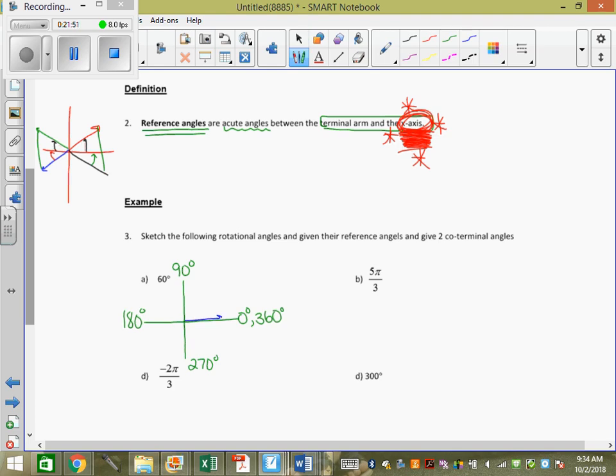We start here, up to 60. Maybe a little more than 60. I may have overextended that arm a little bit. Sorry.